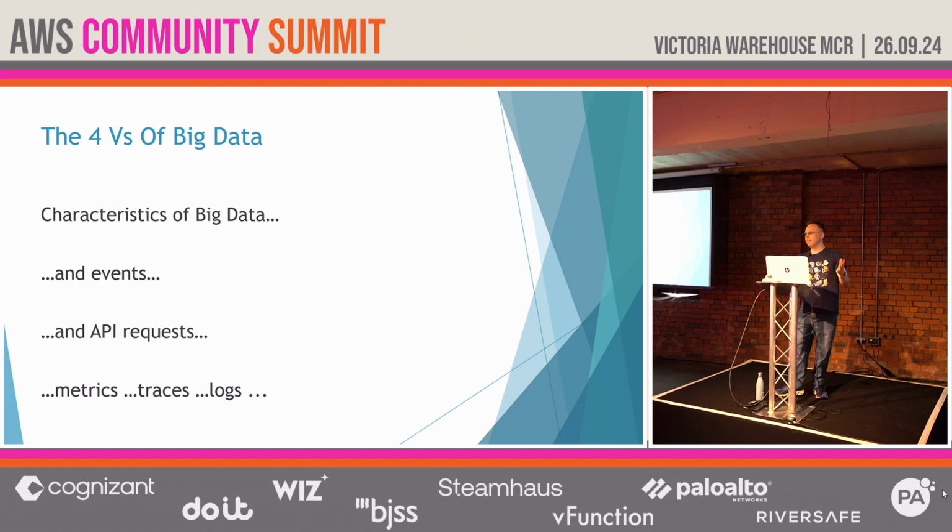We've got things like events, event-driven architectures. We've got API requests going through, things like metrics, traces, logs. So I'll be talking predominantly about data today, but really a lot of it is interchangeable with most of those things, and beyond, as well as a lot of other use cases.